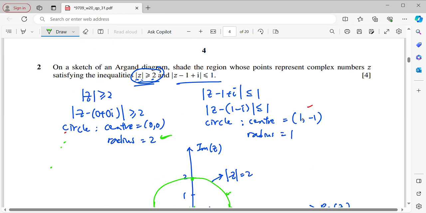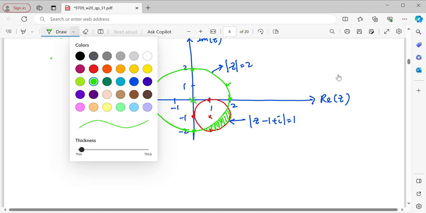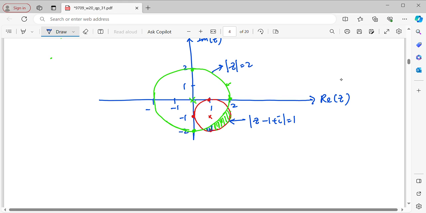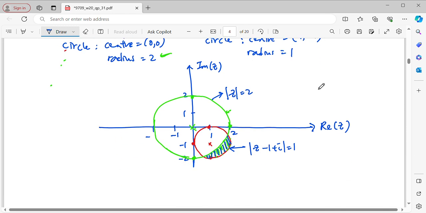Okay, and then at the same time, this is less than or equal to 1. The distance from the center to the region is less than or equal to 1. So when exactly 1, it is on the red color on the circumference. If less than that, it means it's inside the circle. Which means the region that satisfies both inequalities will be the shaded region. So probably I will just shade it using blue color. So that's the shaded region that satisfies both inequalities.